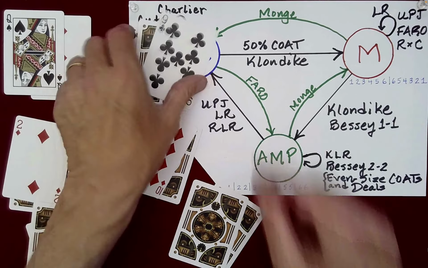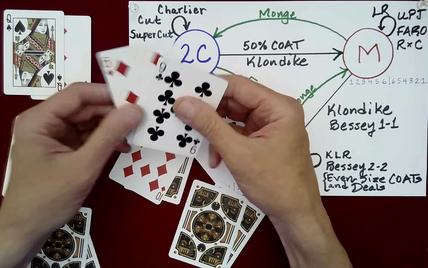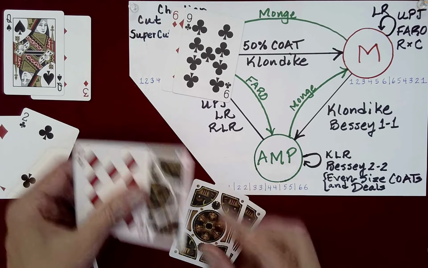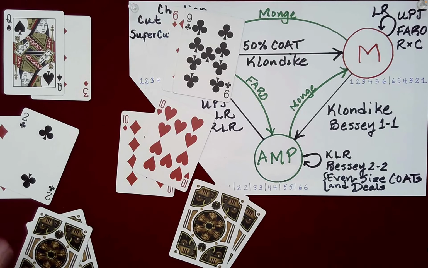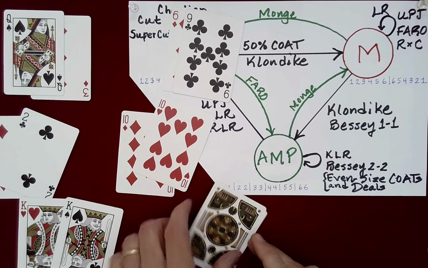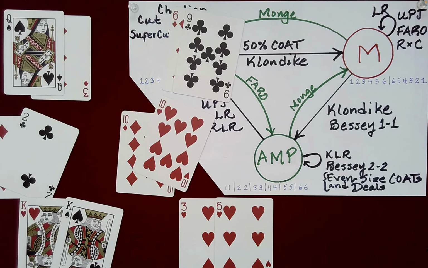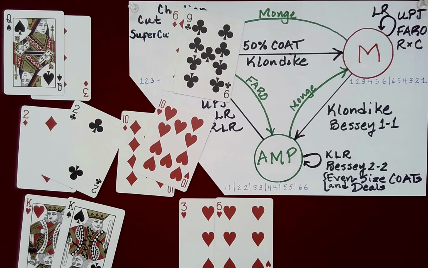Well, what do we get here? 2 red and 0 black. 2 red and 0 black. Oh, but it looks like we got at least 1 red. 2 red and 1 black. 2 red and 0 black. Well, we nailed it. And I'm going off the screen.